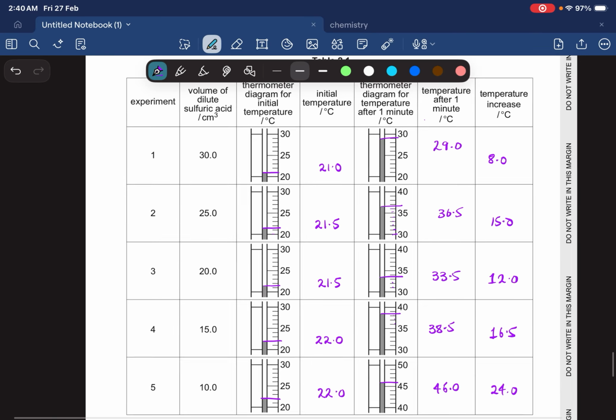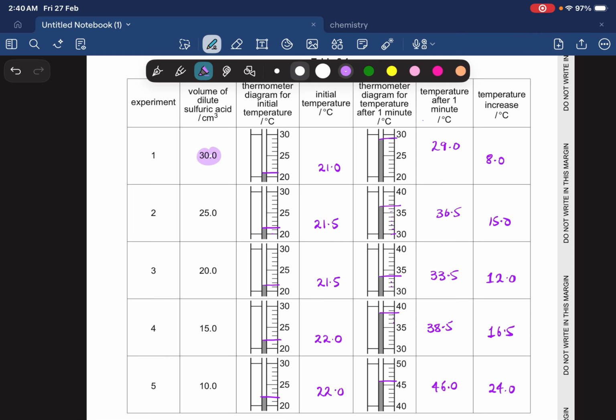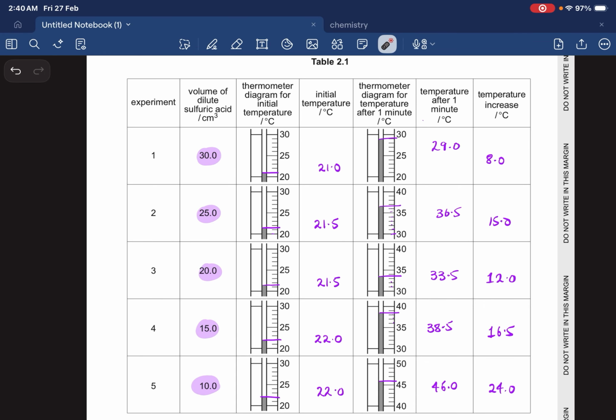Volume of sulfuric acid used. In the first experiment, we used 30, then 25, then 20, then 15, and then 10. So our temperature increase is increasing. You can see it for yourself. Our temperature increase is increasing. But over here, there is a decrease. So this might be an anomalous result.